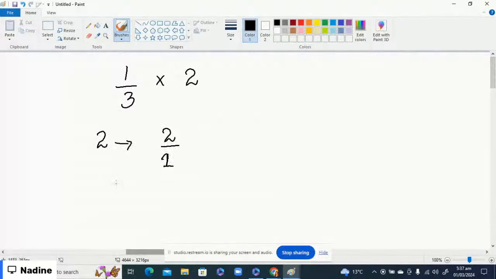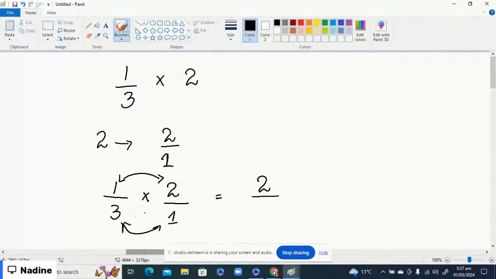Okay, now let's put 1 by 3 times 2 over 1. Now multiply numerators with each other and denominators with each other. 2 times 1 is 2 and 3 times 1 is 3. That is your answer.